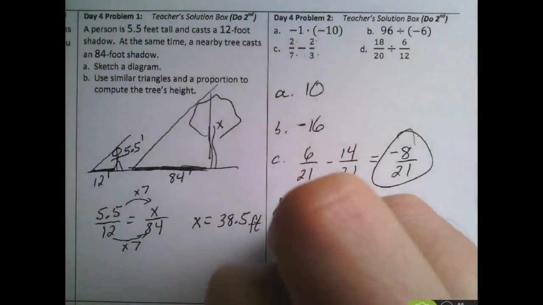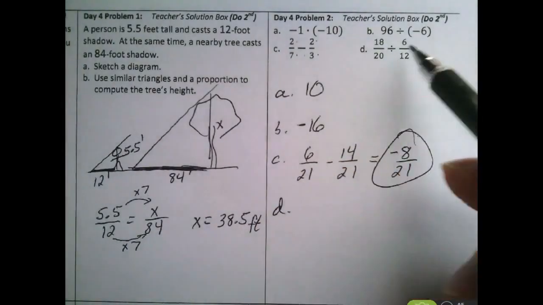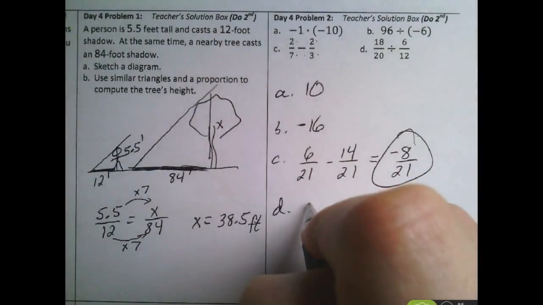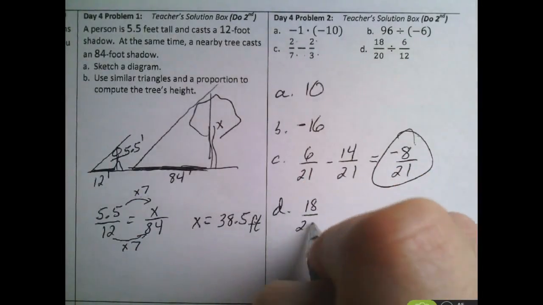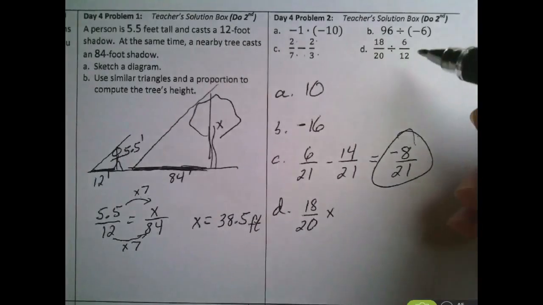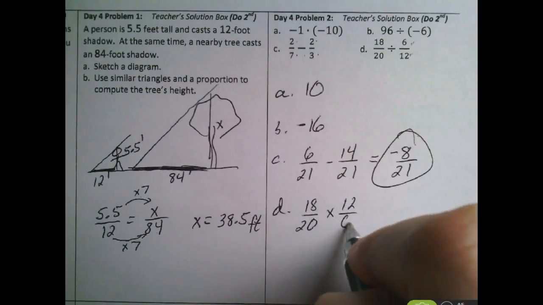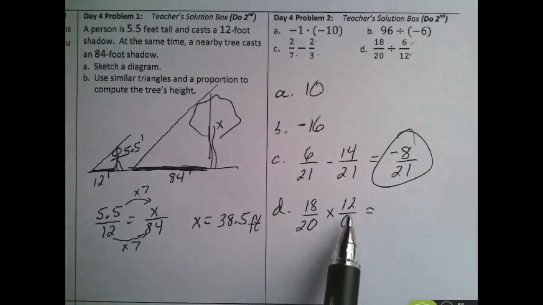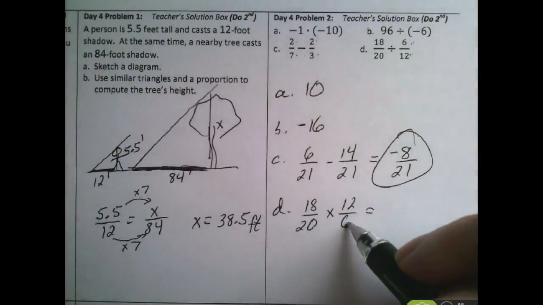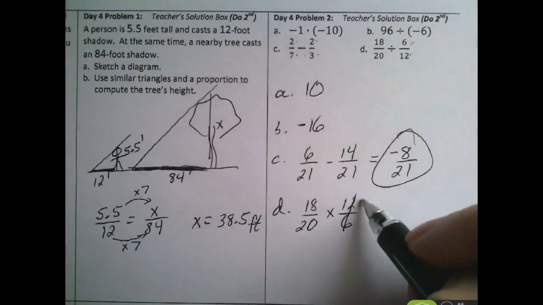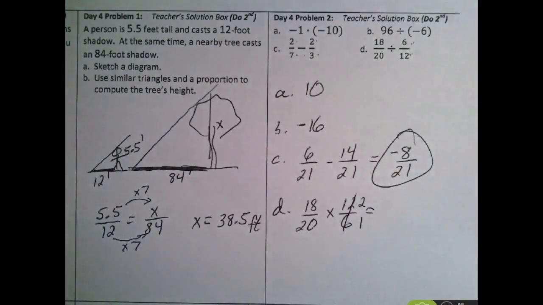Now question D, here we have a division problem involving fractions. One way to do division of fractions is to change to multiplication and to use the reciprocal of that second fraction. So flip it upside down, 12 over 6. Okay, to make these smaller, let's look for some reducing. 12 over 6 just reduces to 2 over 1.